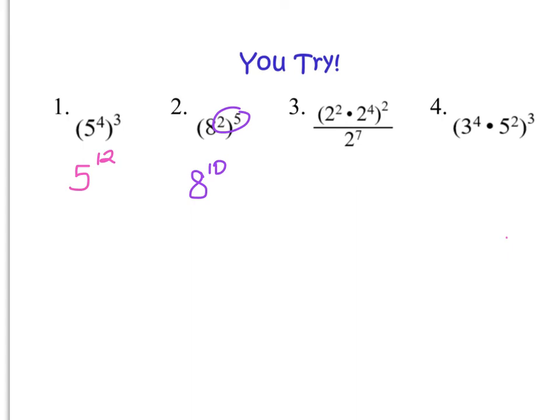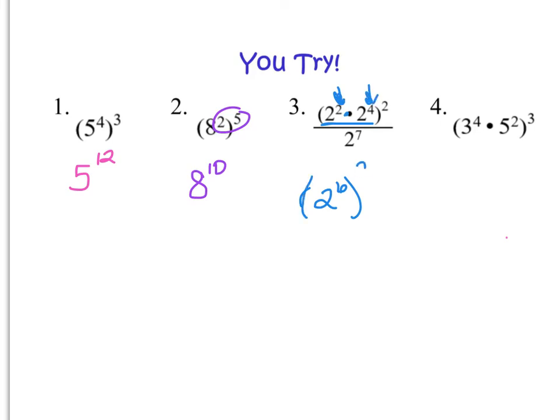Number 3. Okay, number 3, we've got a lot going on. Take it one step at a time, which means I need to simplify this numerator first. So I see that inside the parentheses, I do have like bases. So this goes back to one of our first problems. I can combine what is in the parentheses. I'm multiplying in the parentheses, so that means with like bases that I'm going to add my exponents. We're going to deal with the other one on the outside in a second. So this is going to become 2 to the 6th power, because 2 plus 4 is 6.